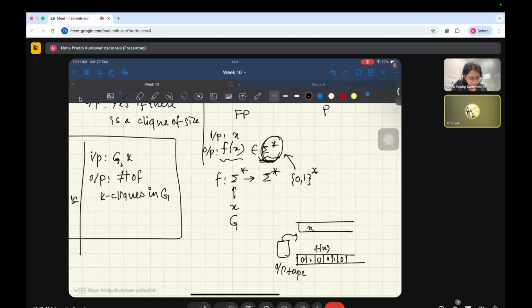And this number would basically be a count of something, and that will be the value of f of x.